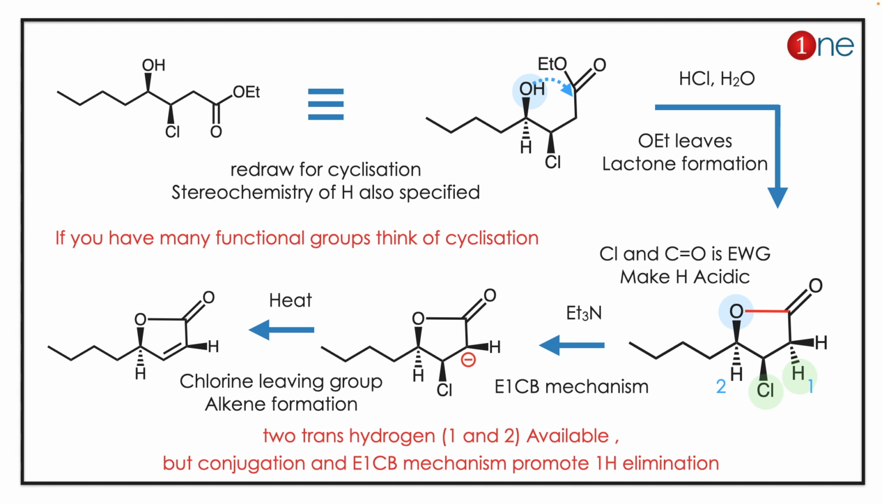Then you have a hydrogen, which is acidic because it's in between the chlorine and oxygen. So 2 electronegative groups make it acidic. So an anion is there. Water elimination. Finally you have a conjugated ester. Here the mechanism is happening through E1CB because of the stable conjugated base formation.